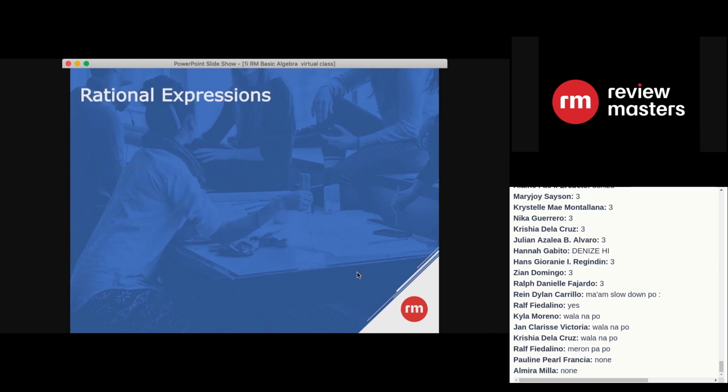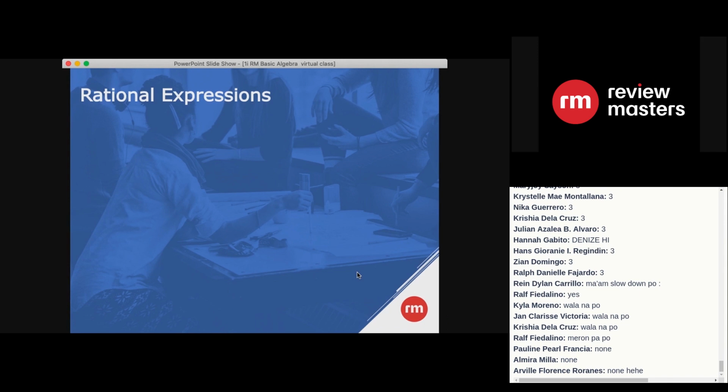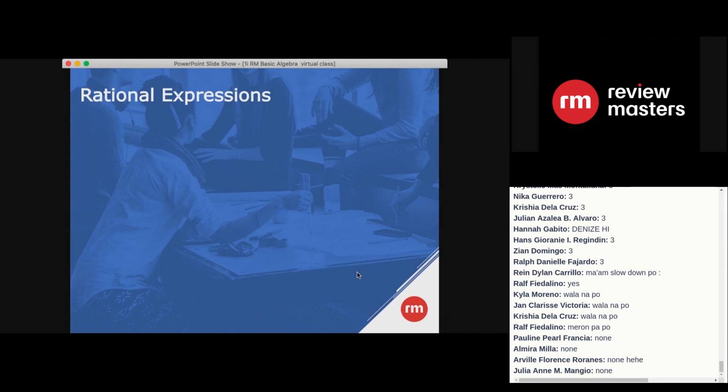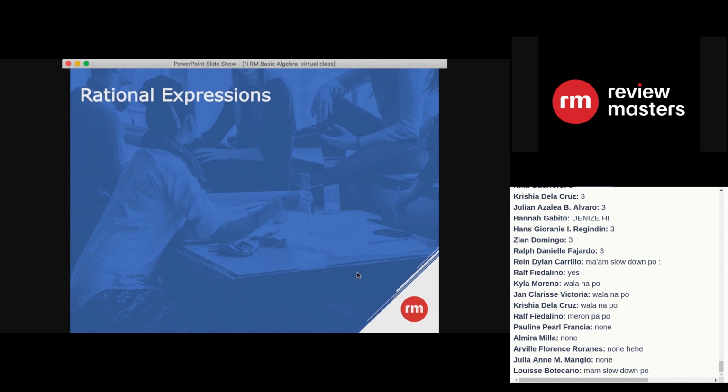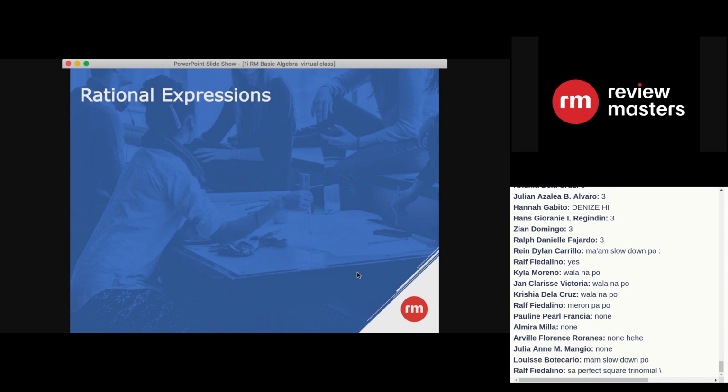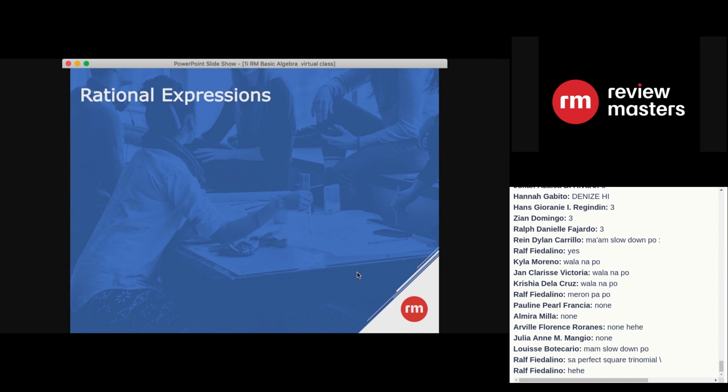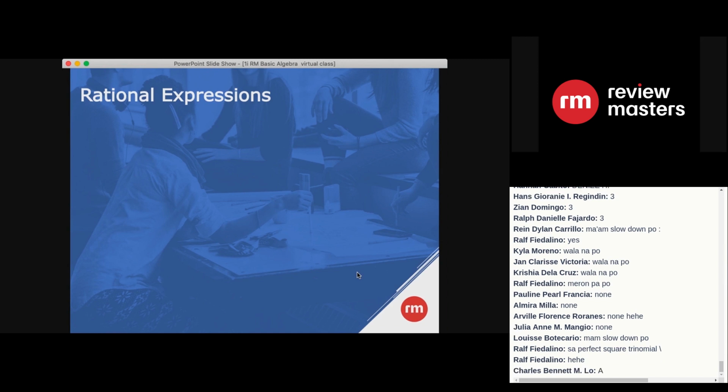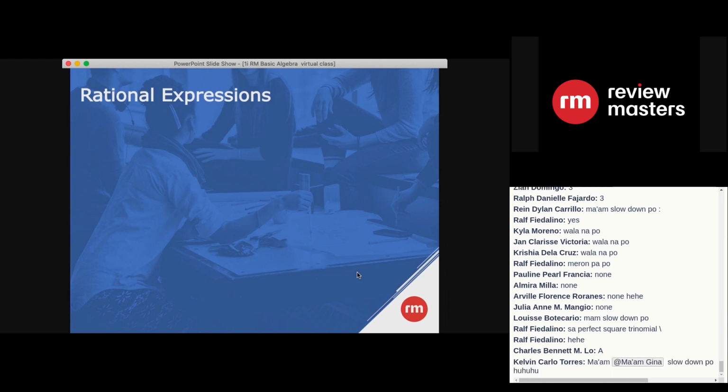Next, rational expressions. If you will notice, this is just the first of the series. I guess meron pa rin naman tayong algebra. In basic algebra, one thing is that ang dami-daming concepts na kailangan nating malaman, ano? Ang dami-daming concepts na kailangan nating i-practice. Okay?